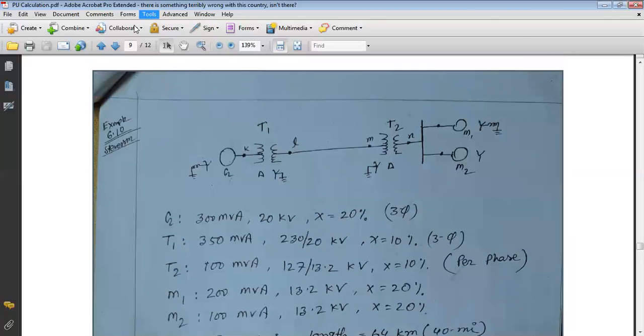Now, if we want to calculate the new per unit reactance for transformer T1 by considering the secondary portion, or the high voltage portion, obviously you can do this and the result should be the same. Whenever we consider the secondary portion voltage of transformer T1, then the old per unit reactance is 10%, that is 0.10. The new power rating is 300 megavolt ampere, and the old power rating is 350.